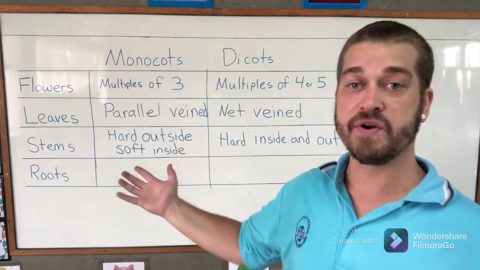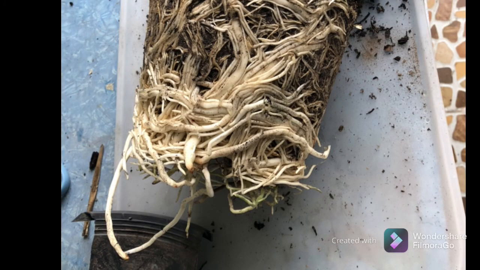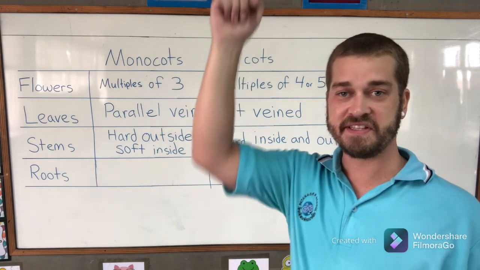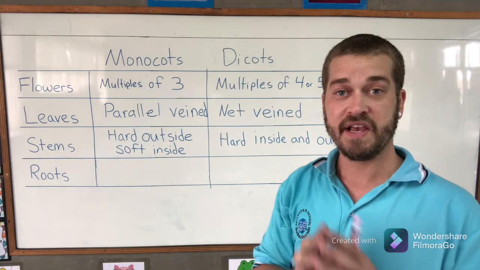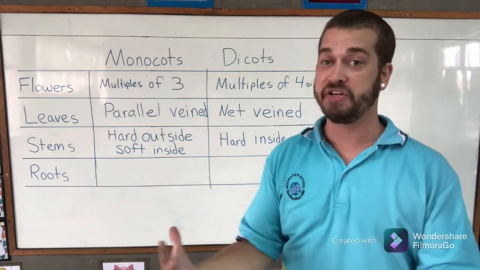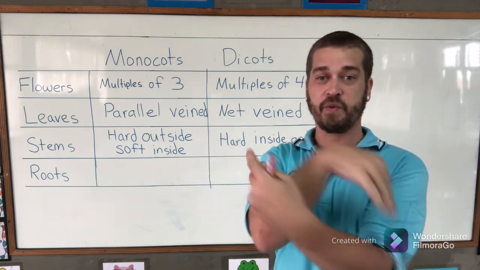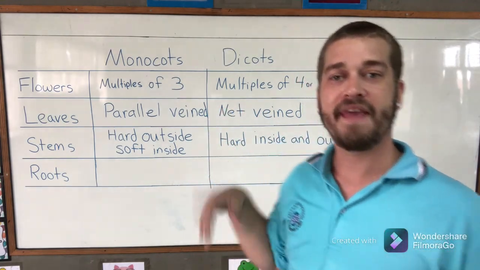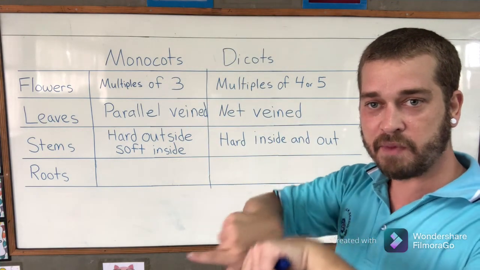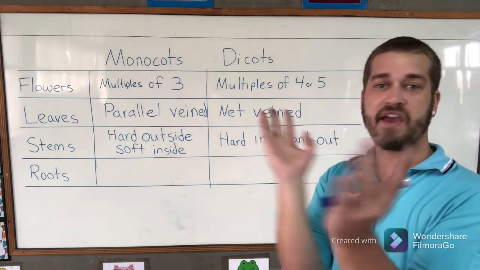Let's take a look at roots. What do we remember about the roots of monocots? Well, monocots have taproots, which means it's one giant root, and from that, smaller ones grow. Dicots have roots that kind of look like bushes. They go everywhere. They're all intertwined, they're mixed, they're tangled. That's what dicot roots look like. Monocot, one with small roots coming off of it. Dicots are just, they go everywhere.